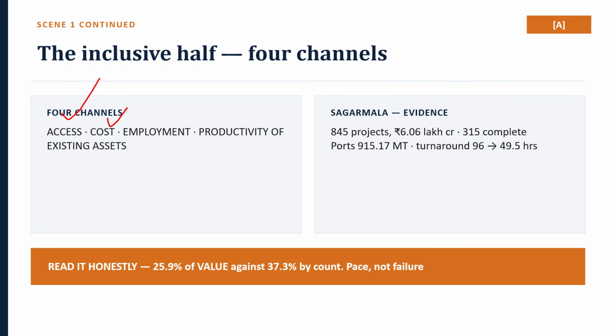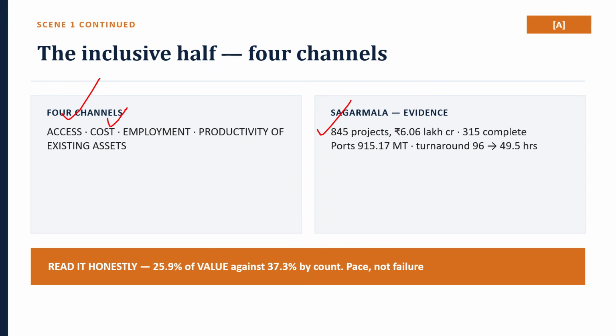So, because it is evidence rather than assertion, Sagarmala launched March 2015 for port-led development. 845 projects worth 6.06 lakh crore, of which 315 are completed at 1.57 lakh crore as at 24th March 2026. The outcomes: major ports handle a record 915.17 million tons in financial year 2025-2026, up 7.06%, and say major ports because over 200 non-major ports are excluded.